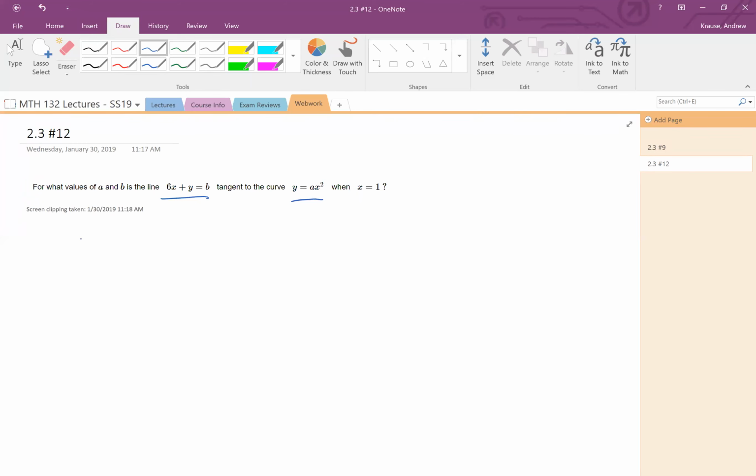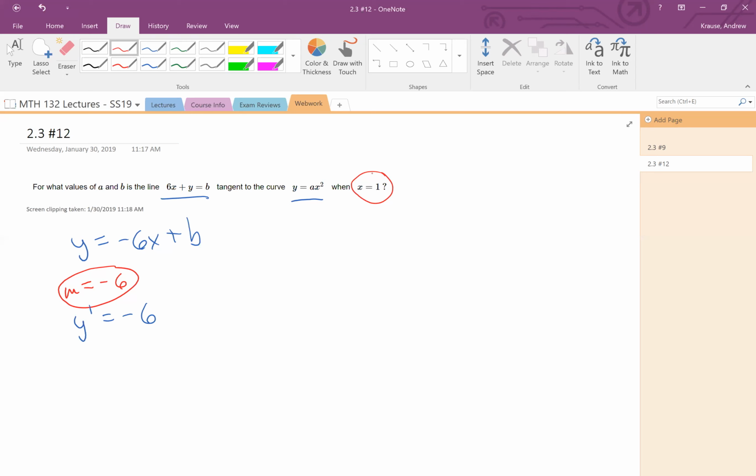So let's get this to be y equals negative 6x plus b. We can see right from here that the slope is negative 6, and we would get that if we took the derivative, and we just get negative 6 as the derivative. So we know that the slope is negative 6, and this is a linear function, so that's the case everywhere. But we need the same thing to be true for that quadratic function, specifically at x equals 1.